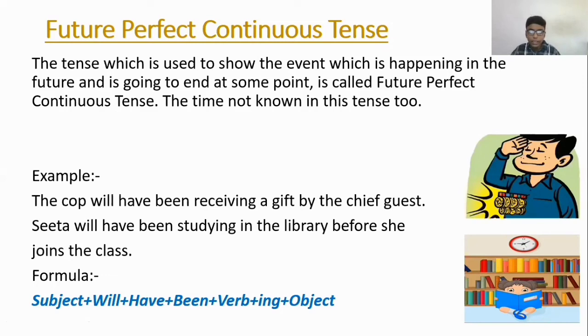Sita will have been studying in the library before she joins the class. So in the future she will be studying in the library, and until she joins the class, till that time she will be studying in the library. The formula is subject plus will plus have plus been plus verb plus ing plus object. Subject: the cook and Sita; will have been plus verb plus ing: receiving, studying; object: gift and library.